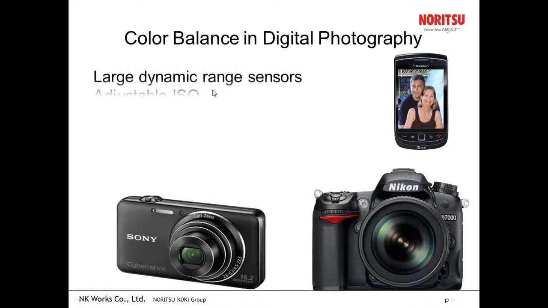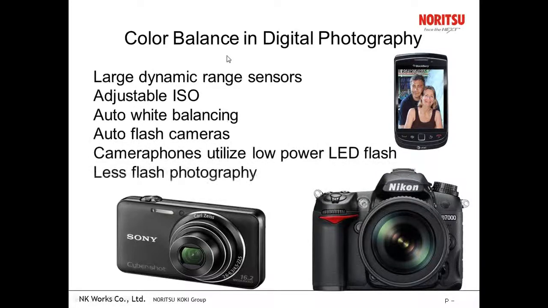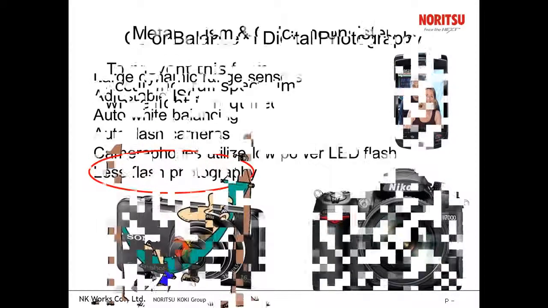There's a lot of wonderful features in digital cameras. We've got larger, better dynamic range sensors with adjustable ISOs and auto white balancing to adjust for those different light sources. The flashes became automatic and adjusted quite nicely. Then LED flashes started to come out, and that's created an interesting phenomenon that I'm going to expand on. As well as the fact that the sensors are so good at shooting in low light, we often don't turn the flash on anymore. And that in itself is creating some challenges for us in the imaging world.